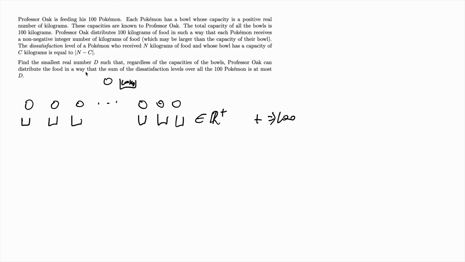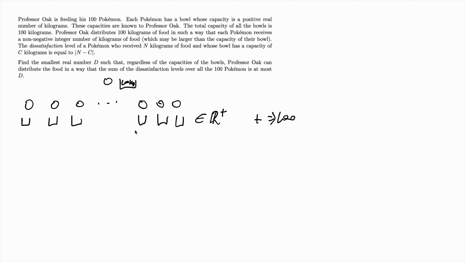Find the smallest real number D such that, regardless of the capacities of the balls, Professor Oak can distribute the food in a way that the sum of the dissatisfaction levels of all the 100 Pokemon is at most D. I need to read that part again. So we want to find the maximum value of the minimum dissatisfaction levels.